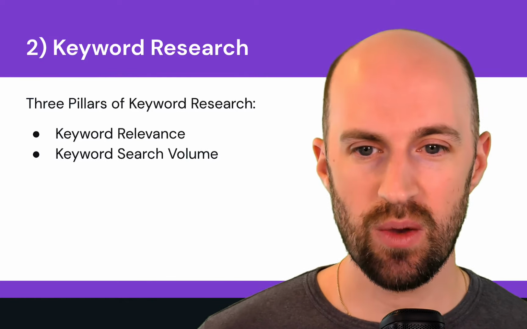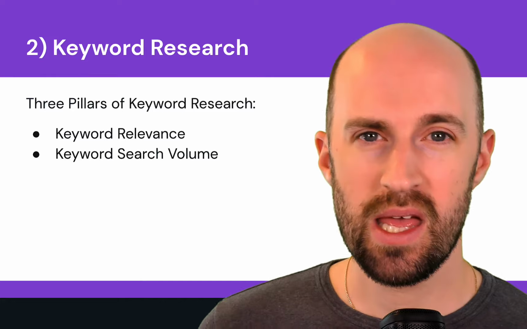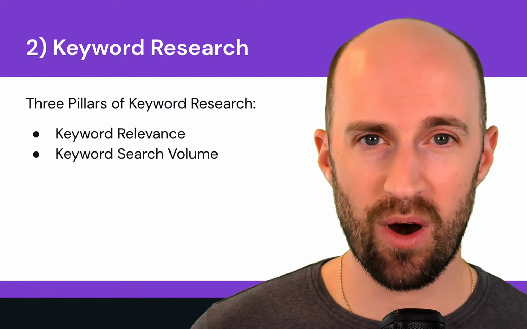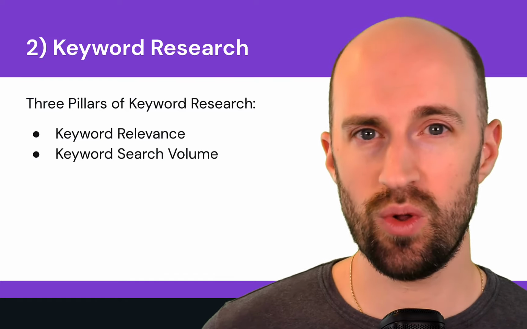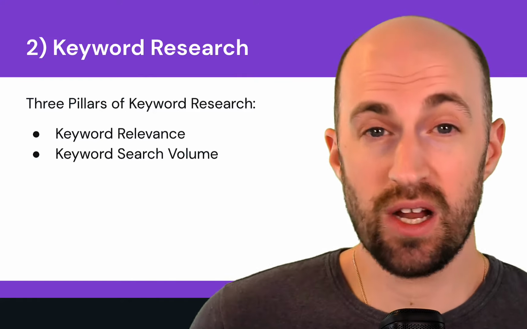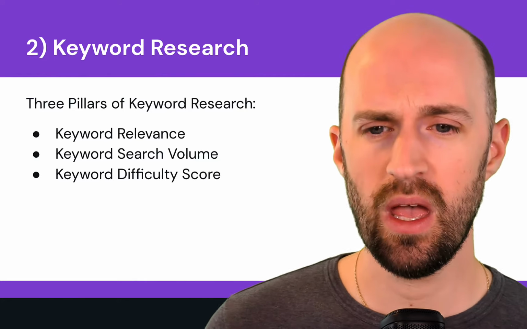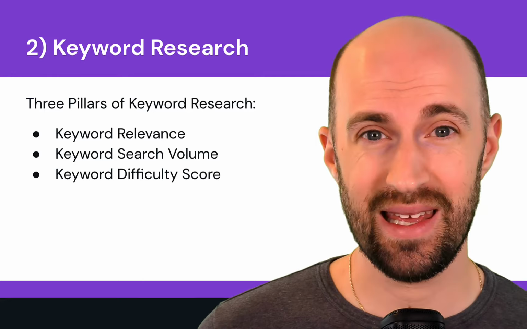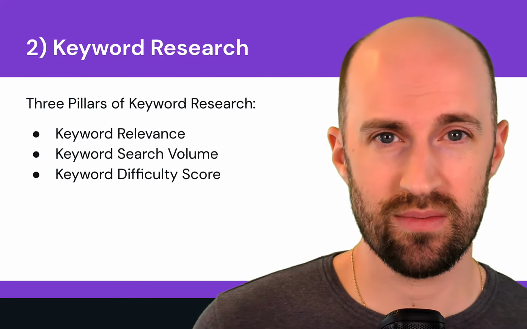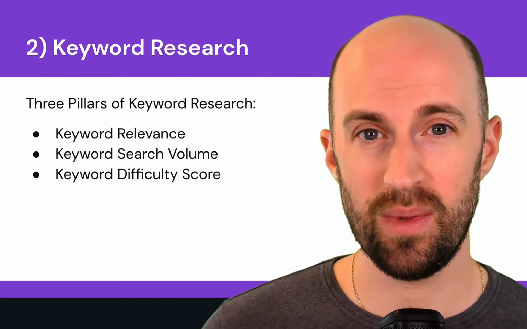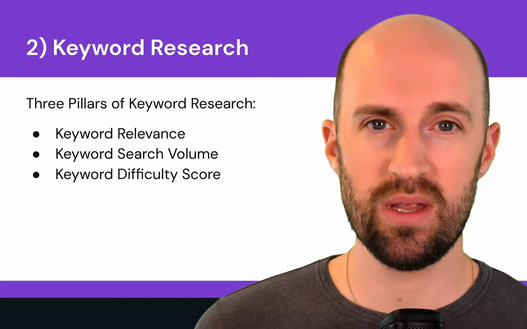Next is keyword search volume. So on average, how many searches per month are people in your market searching on Google and other search engines for that specific keyword? So the higher, the better. Next is keyword difficulty score. The more difficult it is to rank in the search results for that, the harder it will be. So the lower the number, the better.